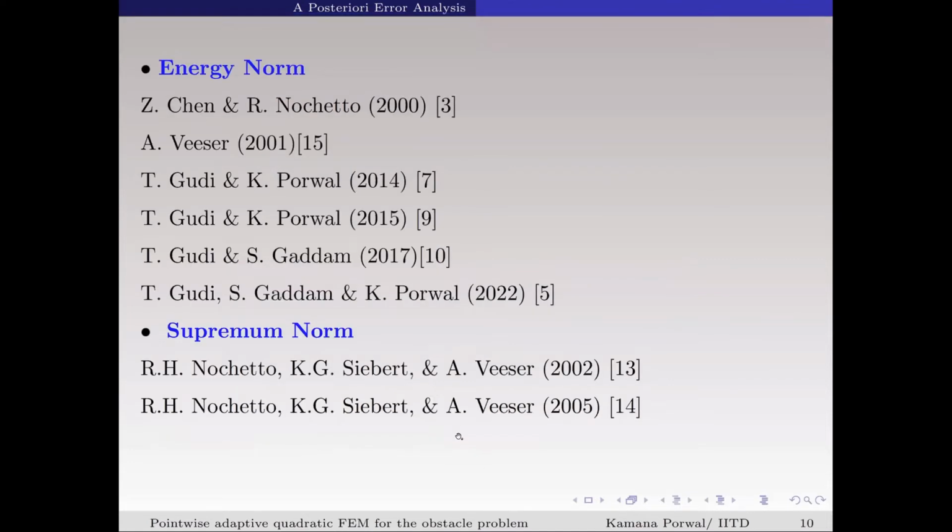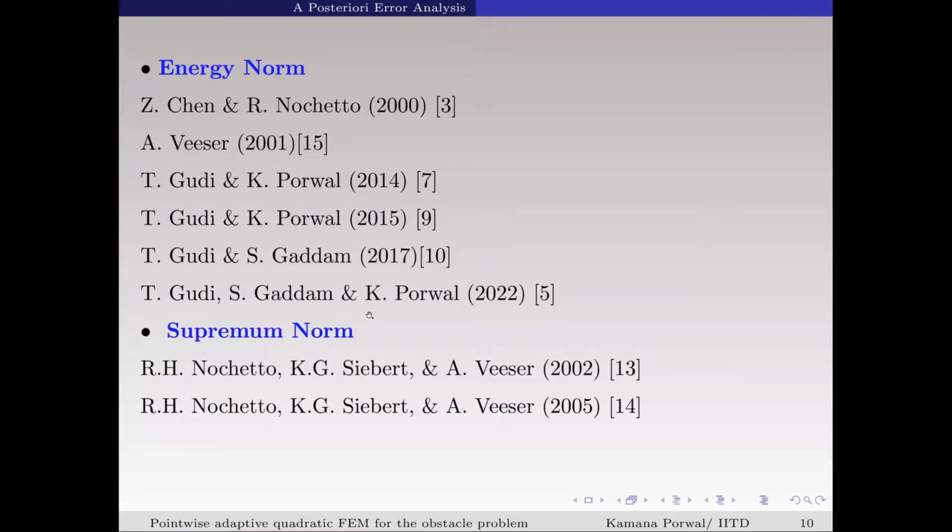Now, in the last 2 decades, there has been a lot of work on the analysis of the adaptive finite element method for the obstacle problem. And I refer to some of these works here. These first 3 works are focused on analyzing the linear adaptive finite element method for the obstacle problem, but the norm under consideration here is the energy norm. And these next 3 works discuss the adaptive finite element method where the finite elements are quadratic finite elements, and the a posteriori estimates are derived in the energy norm.